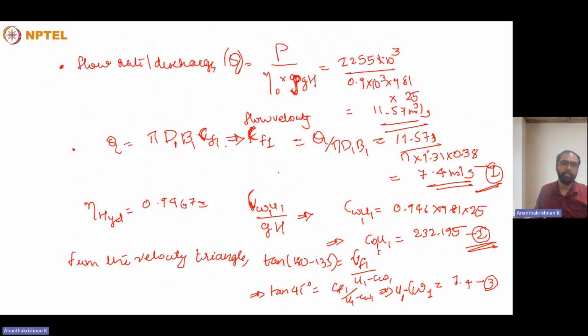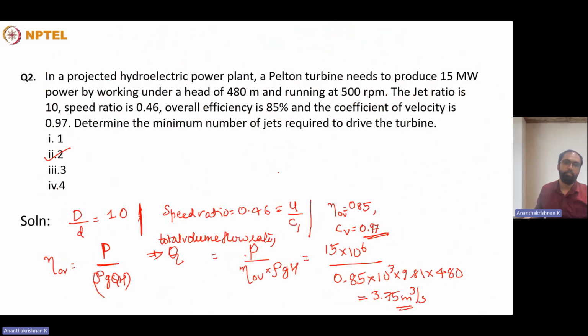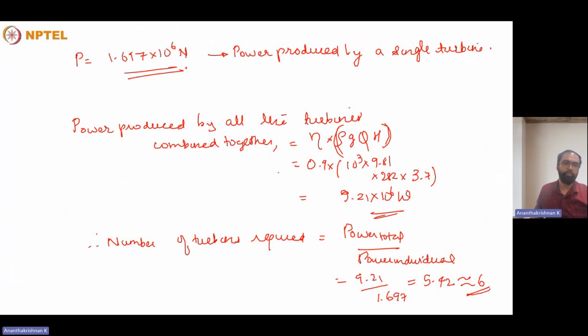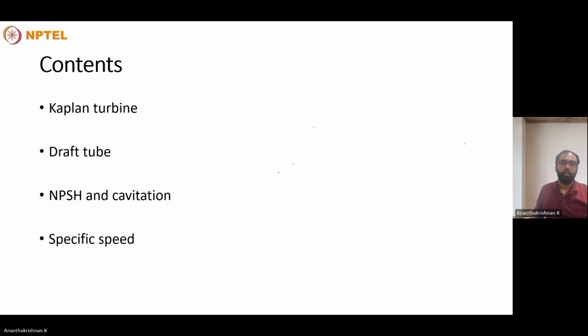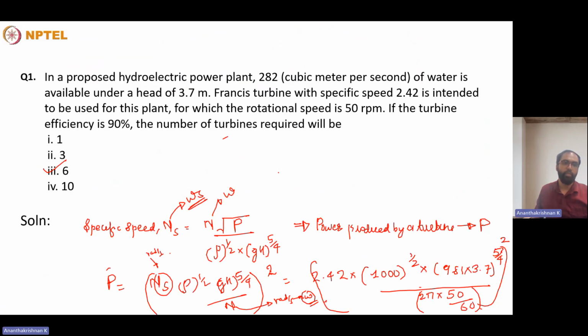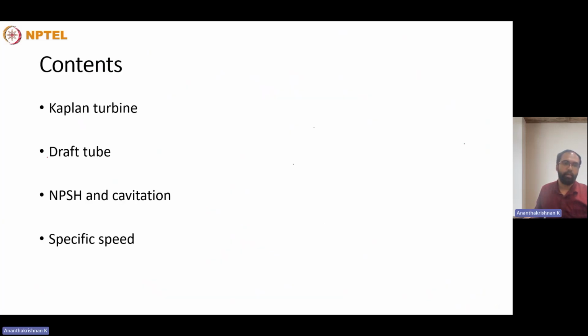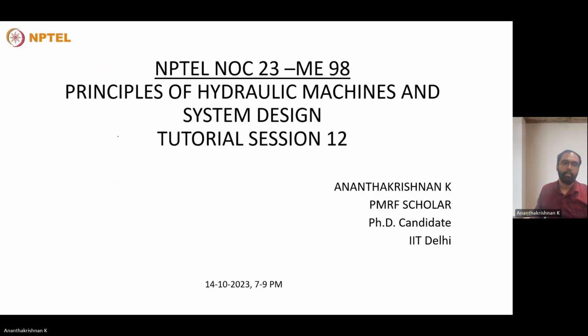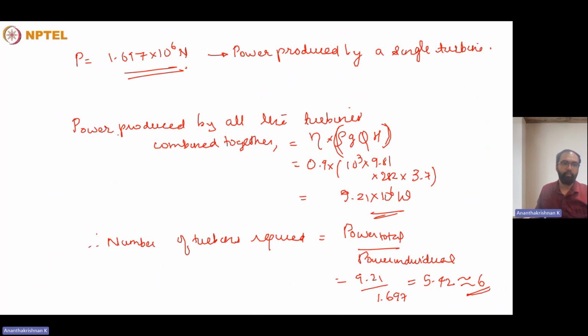So that completes the session, the problems that we were planning to discuss for this week. In this week, we have discussed a few multiple choice questions and numerical answer questions based on the Kaplan turbine, the draft tube, specific speed, and general problems based on the previous week's lectures. If you have any doubts, you can post it in the forum, which is available in the NPTEL course website.